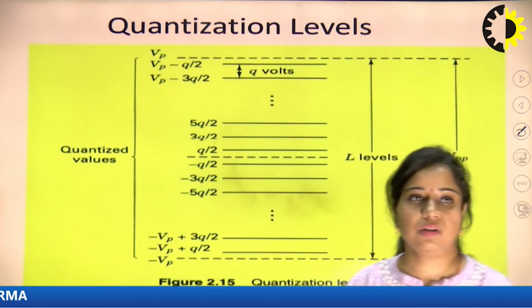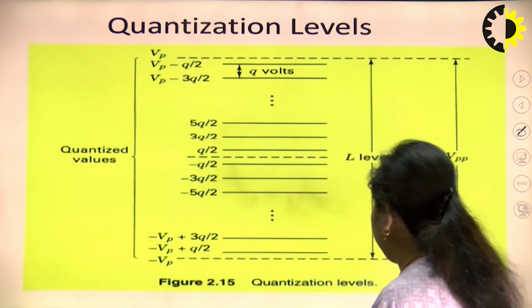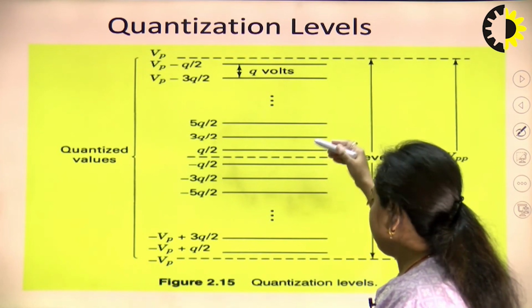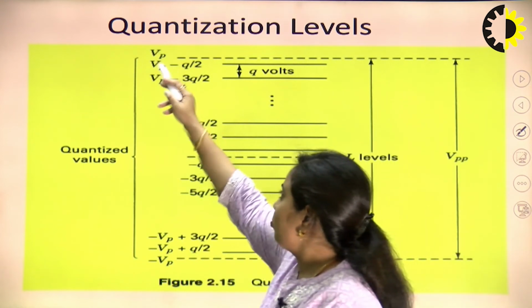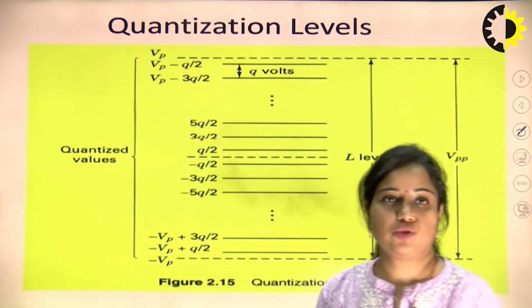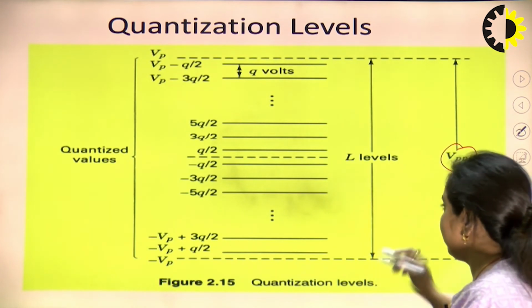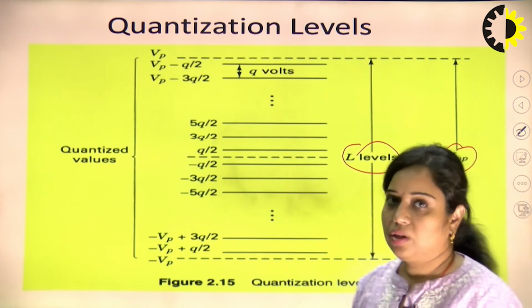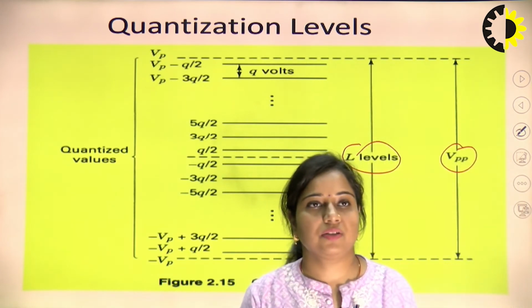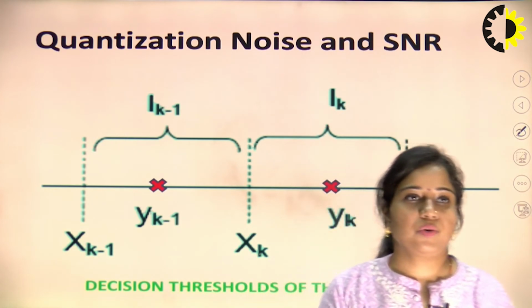Next, you can see how these values can be represented. These are the quantization levels. This is from minus Vp to plus Vp, meaning peak to peak voltage, that is Vpp. Vpp is the peak to peak voltage and it is divided into L number of levels from minus Vp to plus Vp. So, that is the quantization level. Now, next is the quantization noise and signal to noise ratio.